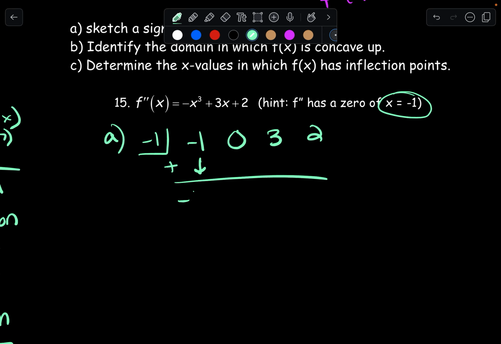So we'll pull down the negative 1. Negative 1 times negative 1, we get positive 1. 0 plus 1 is 1. Negative 1 times 1 will be negative 1. 3 minus 1 is 2. And then we have negative 1 times 2, we have negative 2. 2 minus 2 is going to be 0. And this remainder of 0 just proves that that is, in fact, a factor.